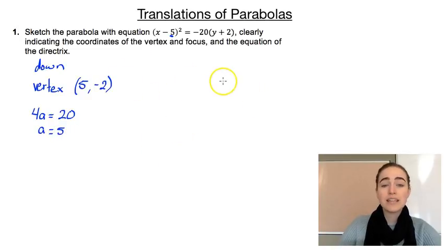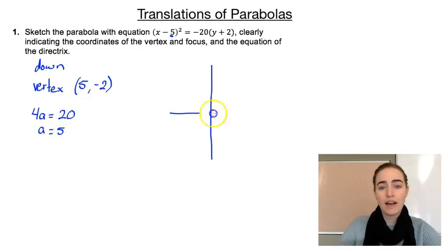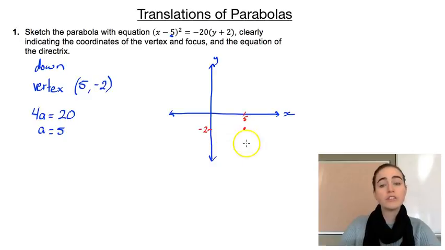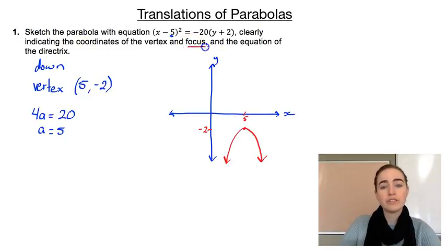So now we can start sketching. If we draw our axes in, put our x, put our y, we know that our vertex is at (5, minus 2), so that'll be over here somewhere. Let's go 5, minus 2. We know that it's concave down, so we'll draw it in. But we also need to show the focus and the equation of the directrix.